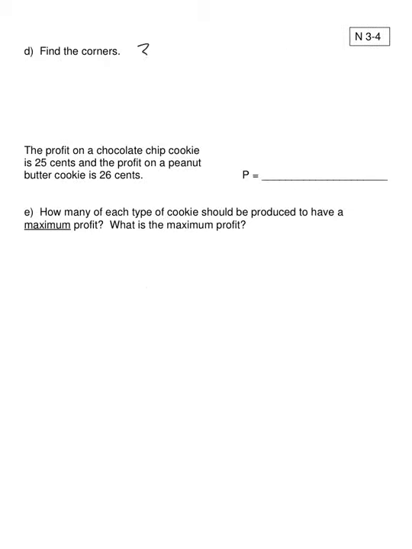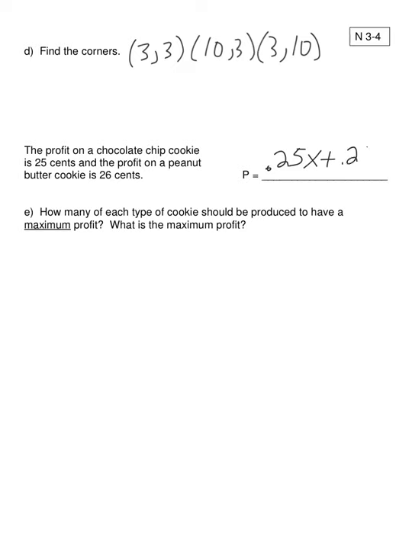So my corners were 3, 3, 10, 3, and 3, 10. Profit for the chocolate chip cookies is 25 cents. Profit for peanut butter cookies is 26 cents. So that is 0.25 for my X, my chocolate chips, plus 0.26 for my Y, my peanut butter. How many of each type of cookies should be produced to have a maximum profit? What is that maximum profit?